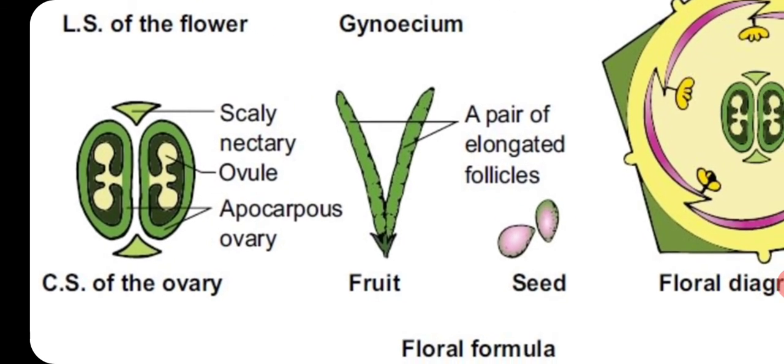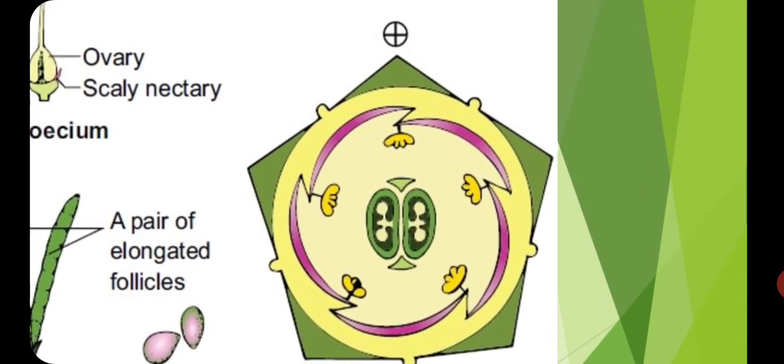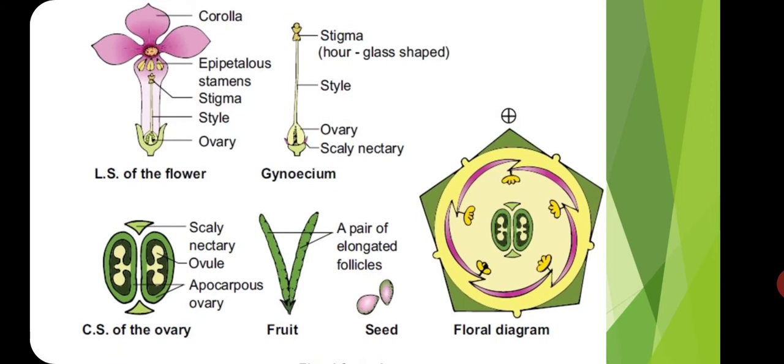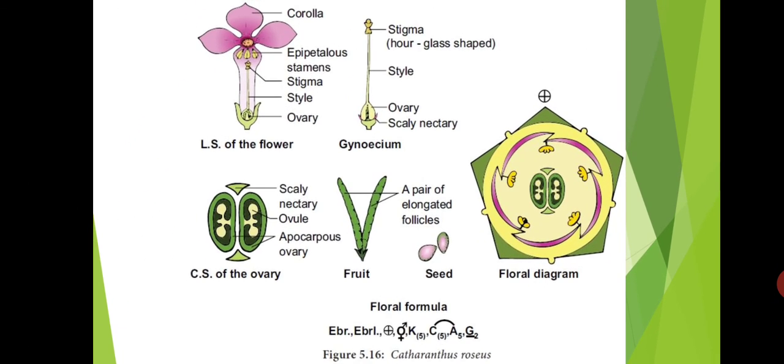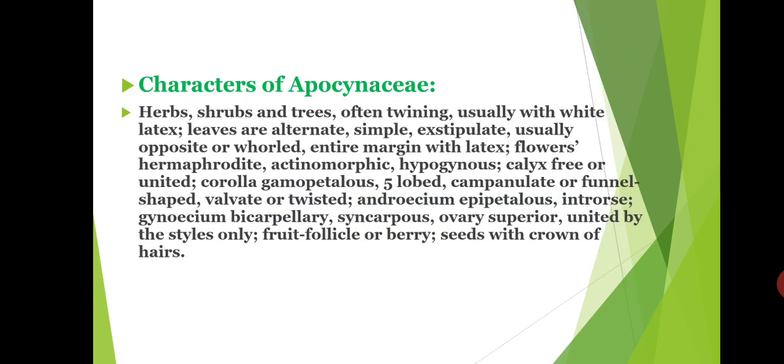Then the fruit type, seed, and this is the floral diagram of Catharanthus roseus, and on the outer side we can see the 5 sepals which are valvate aestivation, and inside we can see this twisted arrangement of petals and epipetalous stamens and the arrangements of gynoecium, and here we can see this floral formula is there. So that is the whole family characteristics.